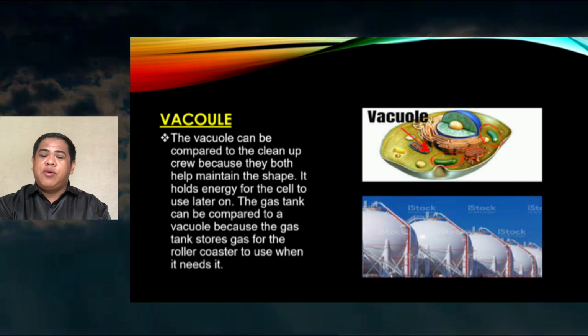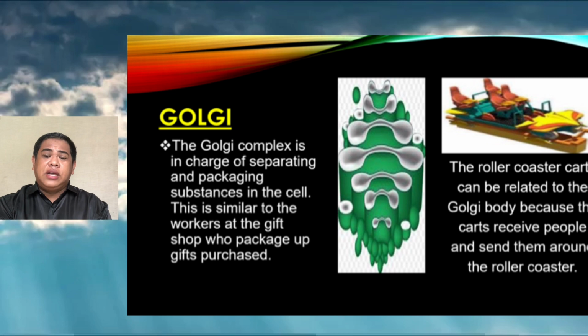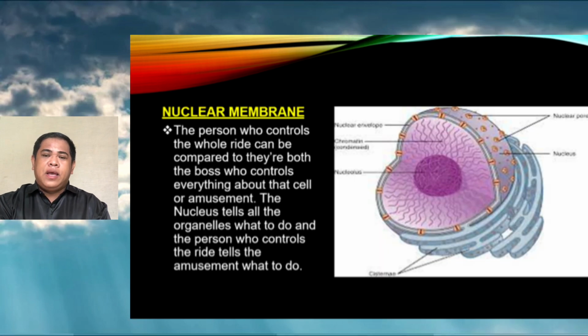The gas tank can be compared to a vacuole because the gas tank stores gas for the roller coaster to use when it needs it. And the Golgi. The Golgi complex is in charge of separating and packaging substances in the cell. This is similar to the workers at the gift shop who package gifts purchased. Also, the roller coaster carts can be related to the Golgi body because the carts receive people and send them around the roller coaster.